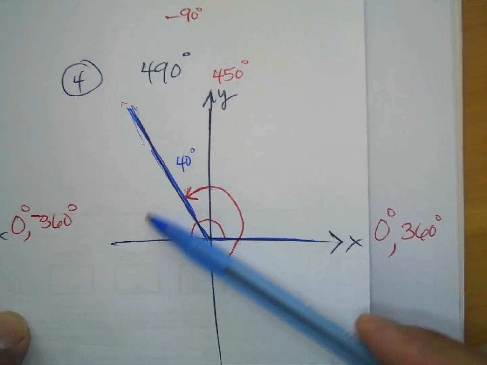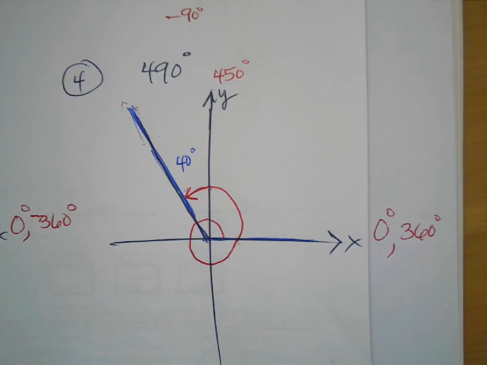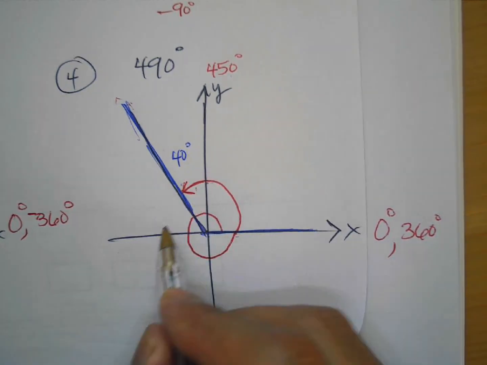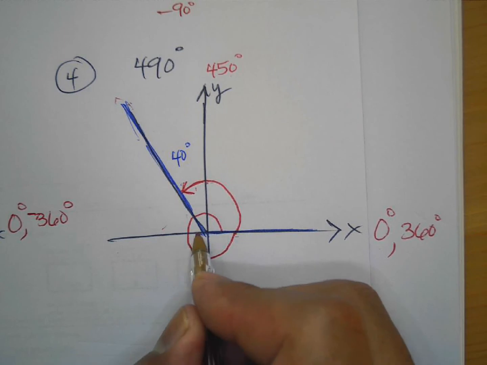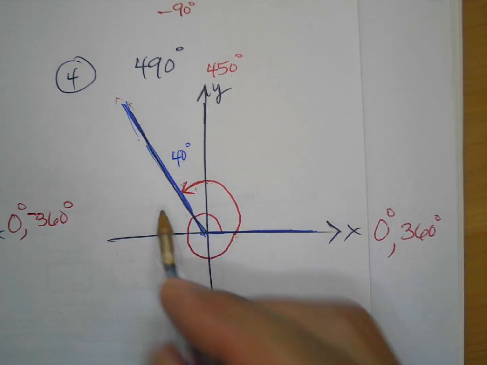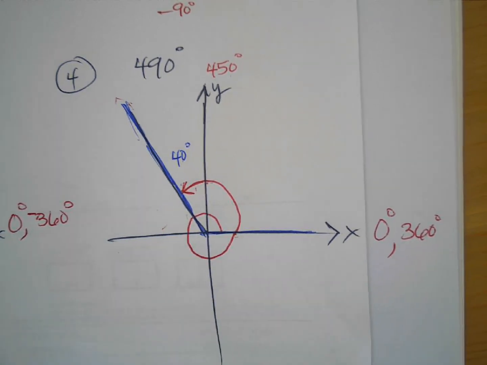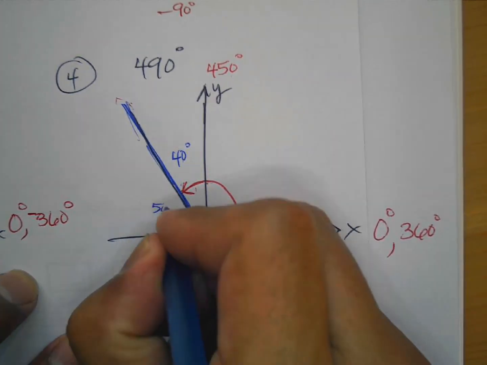And like I said, always get these two values here. I know these are complementary. This forms a corner or 90 degrees. If that's 40, well, then this one has to be 50.